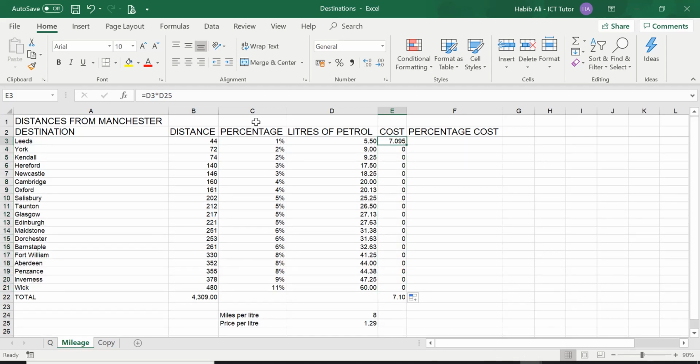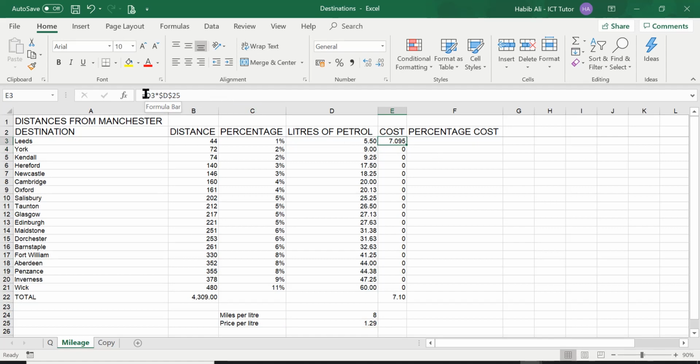The reason it hasn't worked, you probably guessed, is because I haven't made D25 an absolute reference, because D25 in this formula, to work out the cost for every single destination, we are using price per liter. So D25, which is the price per liter, needs to be constant. We need to freeze this. Now again, to freeze this, we just type in the $ before the column D and the $ before the row 25, press enter.